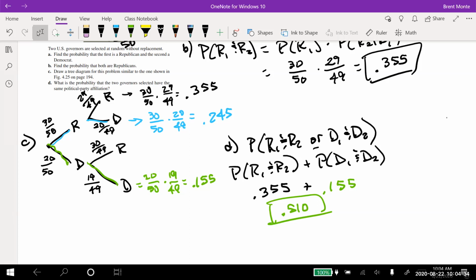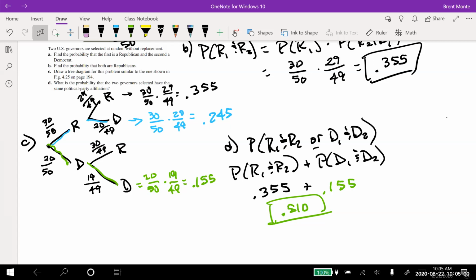So let's see. That's 30 divided by 50 times 29 divided by 49, plus the other one, 20 divided by 50 times 19 divided by 49. So I've done the whole thing there, and I get 0.5102, so it doesn't round up, so it was accurate there.